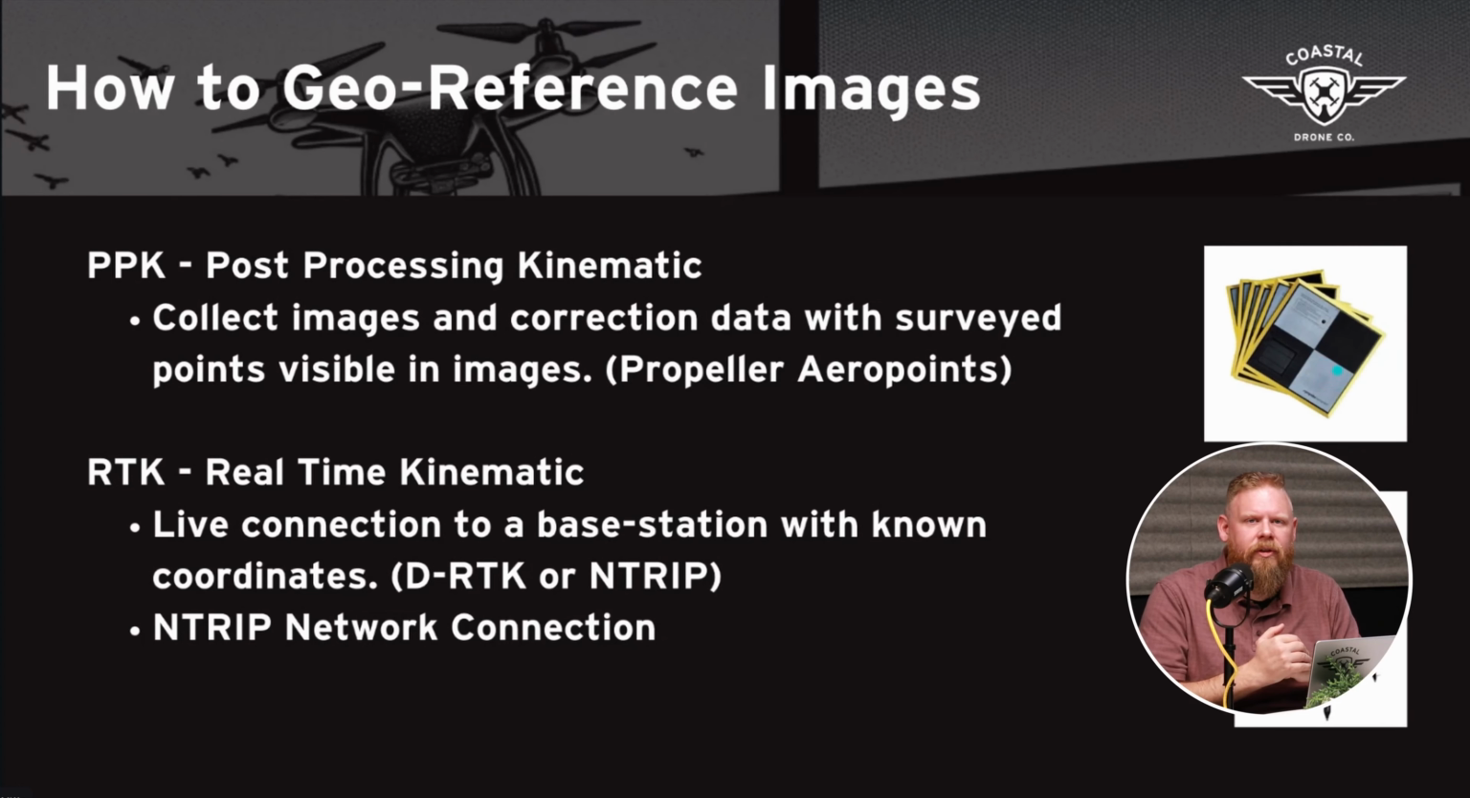You can use these yellow checkerboards here. These are called propeller aero points. What they do is you lay them out on the ground. They're roughly half a meter, but they're big enough that you lay them on the ground and they face the sun. They're solar powered, and each one of these has its own GPS antenna built into it. It has a unique serial number, and it sits there for 45 minutes to an hour while you're mapping, and it gets a really good idea of where it is in GPS 3D space.